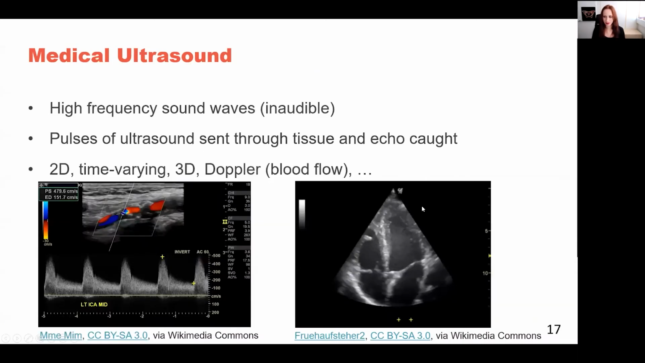All right, moving on, we have medical ultrasound. This works via very high frequency sound waves.